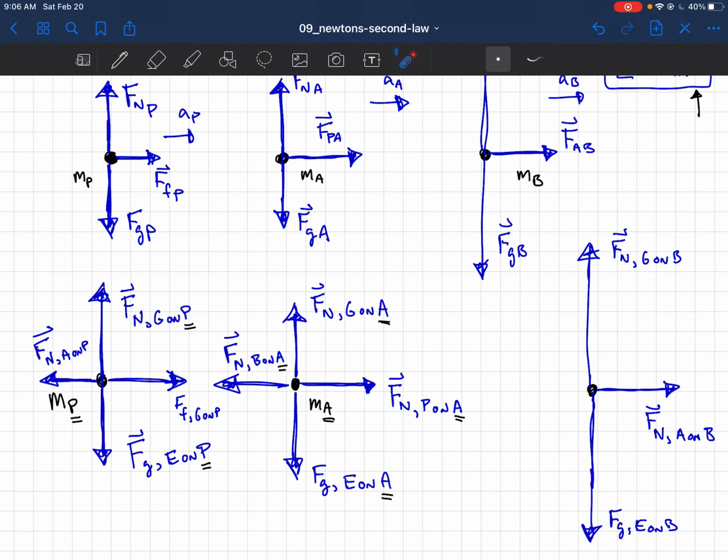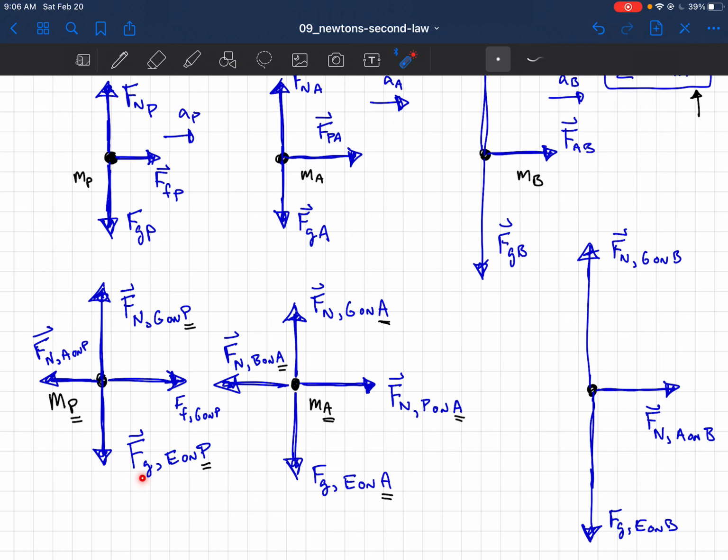Well, it's a common mistake for students to say, well, I do have a pair. I have the normal force and the force of gravity. That's a Newton's third law pair. No, that's not true. So there's two reasons that that's not true. One is a Newton's third law pair must be the same type of force. So here it's a normal force and a gravitational force.